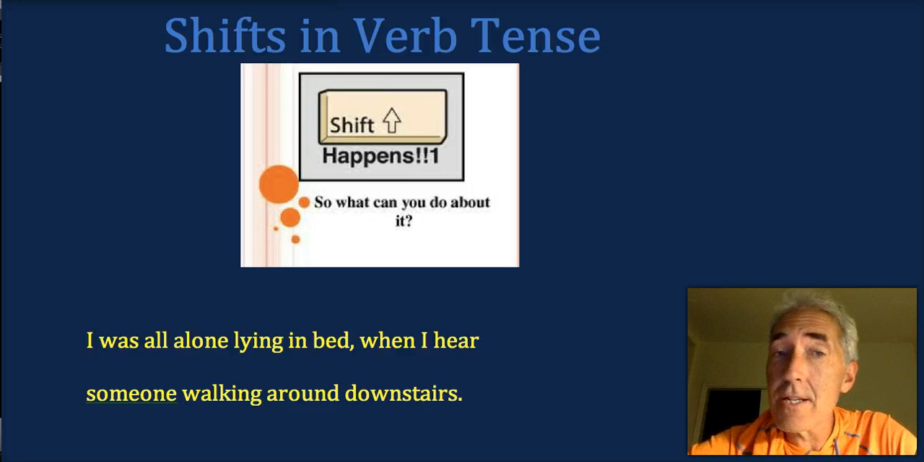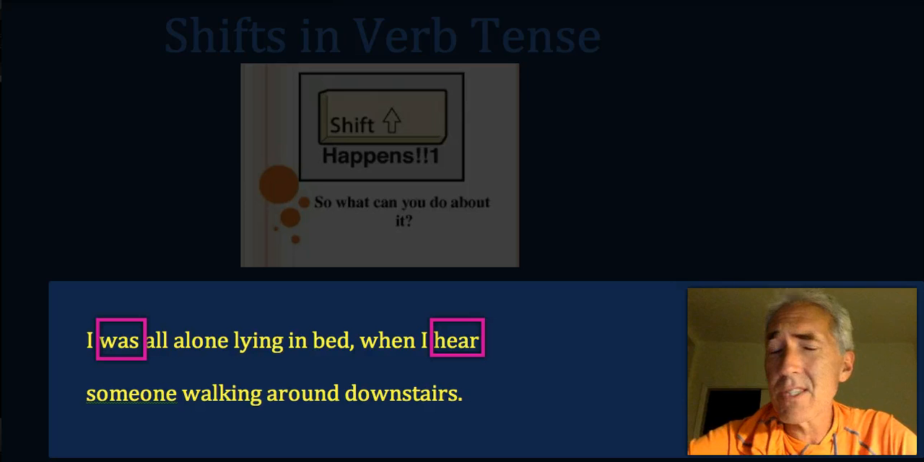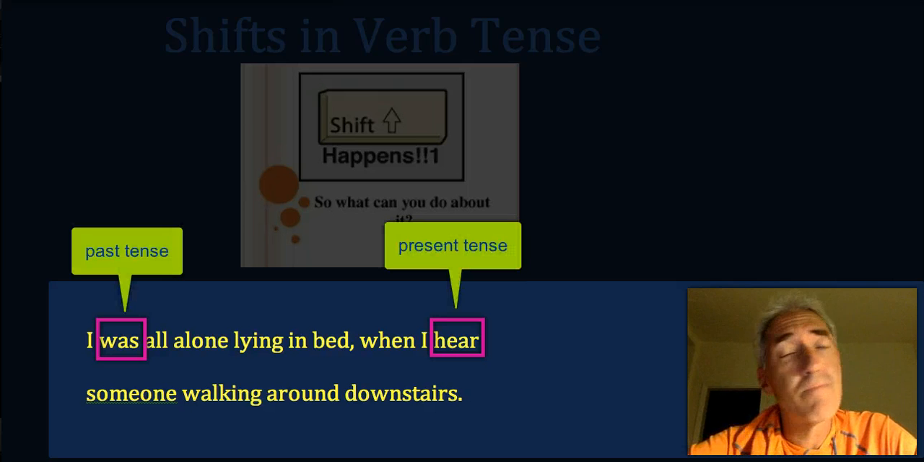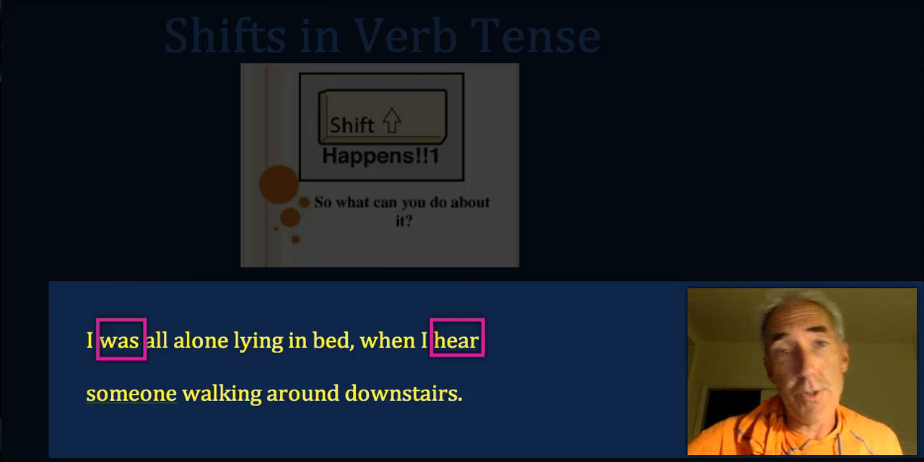Take a look at this sentence here. I was all alone lying in bed when I hear someone walking around downstairs. Does something seem a little bit off there? Yeah, look at those verbs. One past, one present, can't have that. That's what shifts in verb tense are about. So let's learn about them in this tutorial.